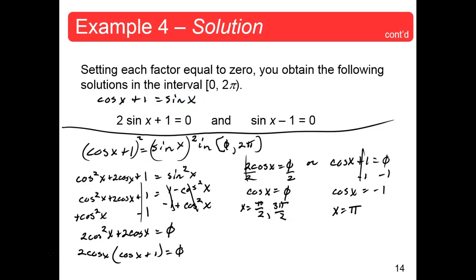Now, let's try pi halves first. What is cosine of pi halves? 0 plus 1 is equal to what, sine of pi halves? 0.